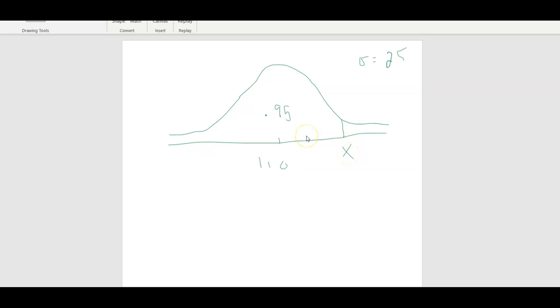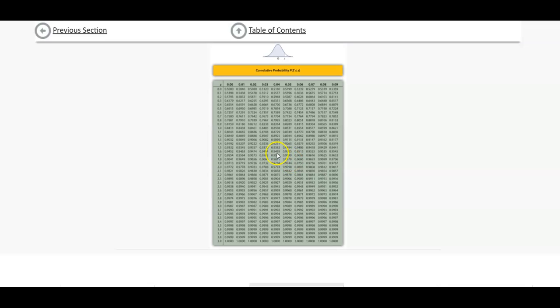So here's what we're going to do. We're going to go backwards on the table. We have to find the closest thing to 0.95 in the body of the table and find the corresponding z-value. So let's go to the table and try to find the closest thing to 0.95. So if we search the table for 0.95, we find right here 0.9495 and 0.9505. So our z-value is directly between these two.